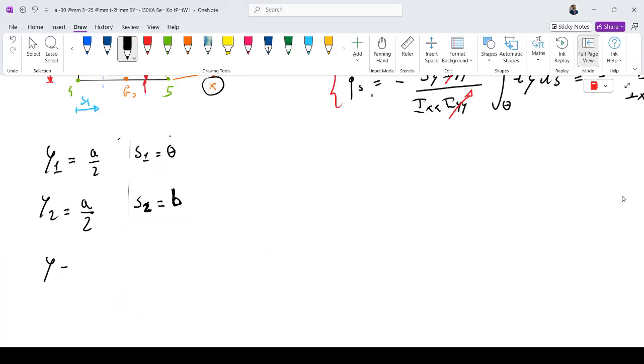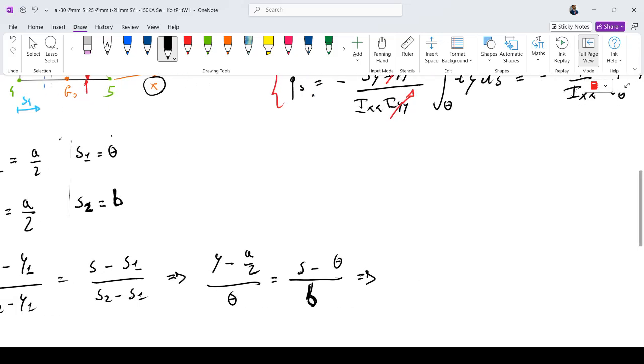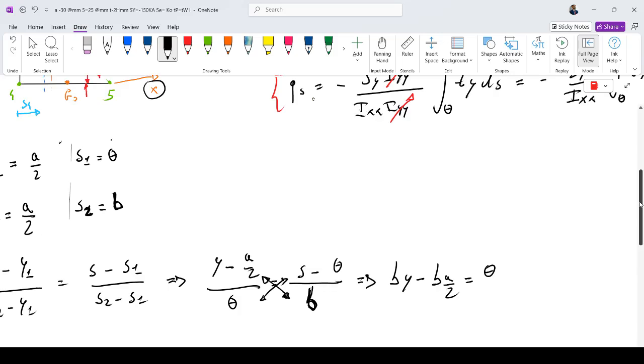So we have this formula: y minus y1 divided by y2 minus y1 equals s minus s1 divided by s2 minus s1. Clearly this is y minus a over 2, divided by a over 2 minus a over 2, so 0, equal to s minus 0 over s2 minus s1, that is b. Cross-multiplying, we have b times y minus b times a over 2 equals 0. So now we have the relation y is equal to a over 2.